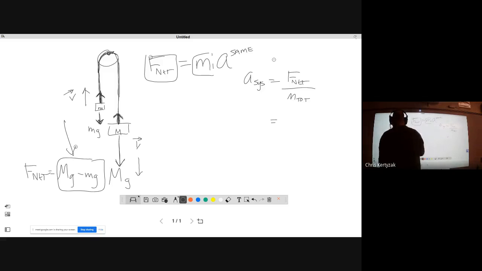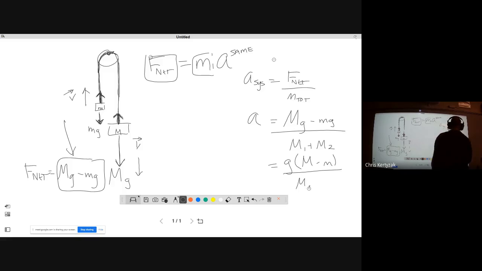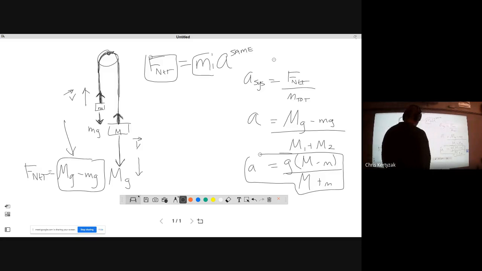Again, the net force, we have it. Big Mg minus little mg. It's the difference of their weights divided by m1 plus m2. That's easy, as long as you know the process. You factor out g, big M minus little m over big M plus little m. I'm just writing big M and little m. That's it, right? That's the acceleration of the Atwood machine.